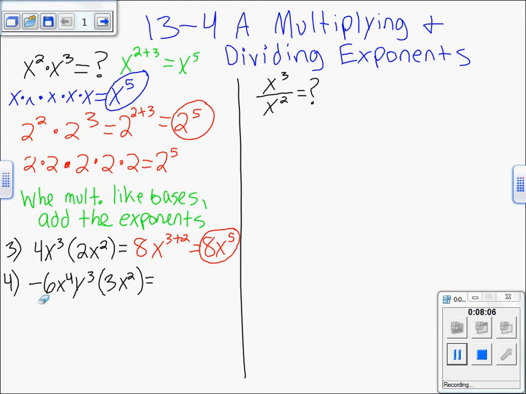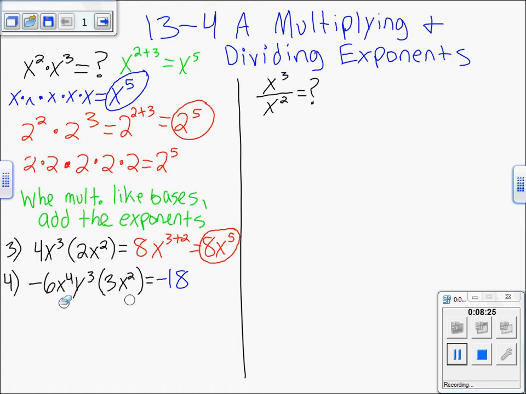Negative 6 times positive 3. Well, negative anything times positive anything is a negative. So we already know it's going to be negative. So now let's focus on 6 times 3. Well, that's 18. So in this case, it's negative 18 out front. So negative 18. Okay. Now let's move on to the letters.